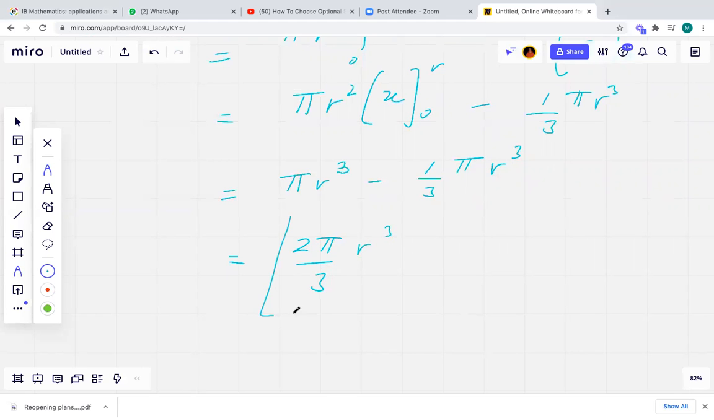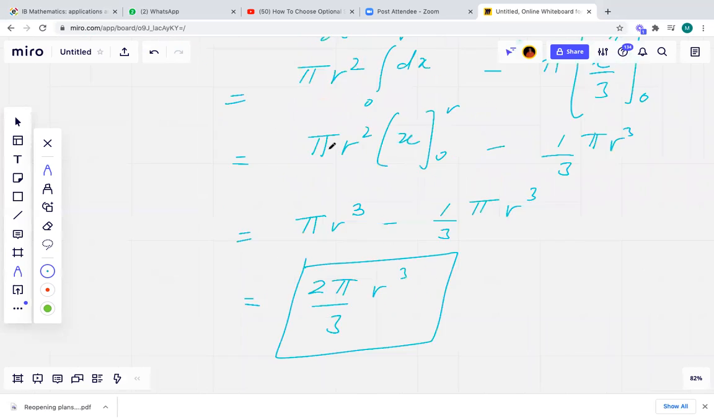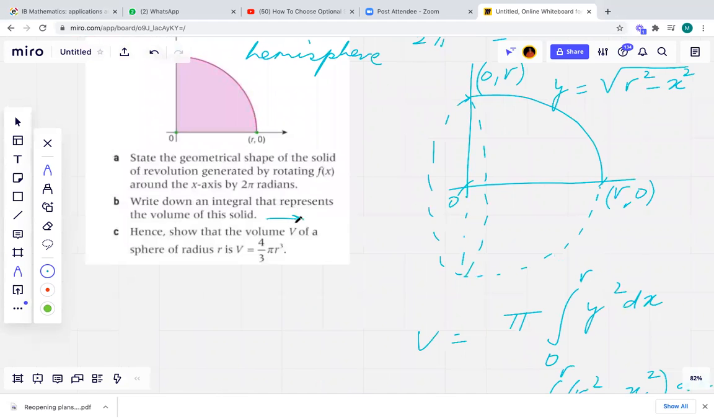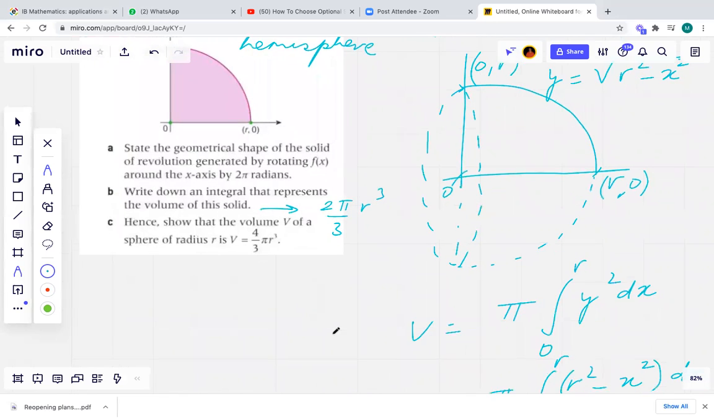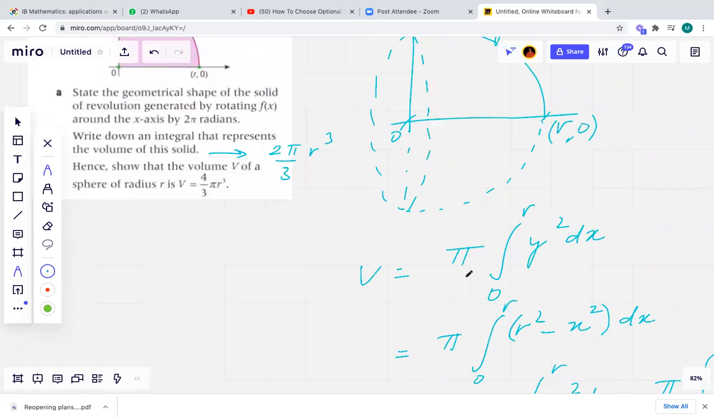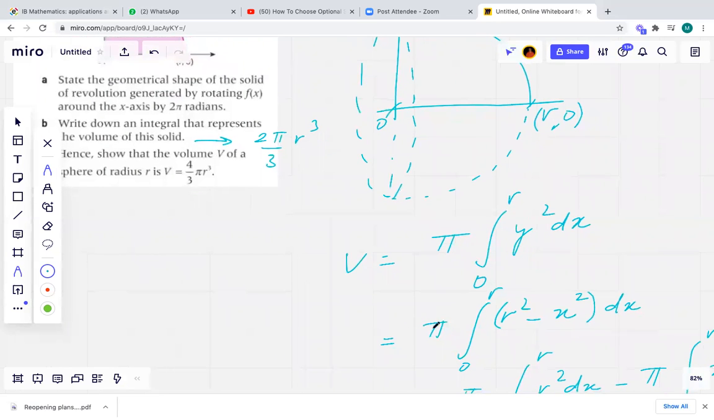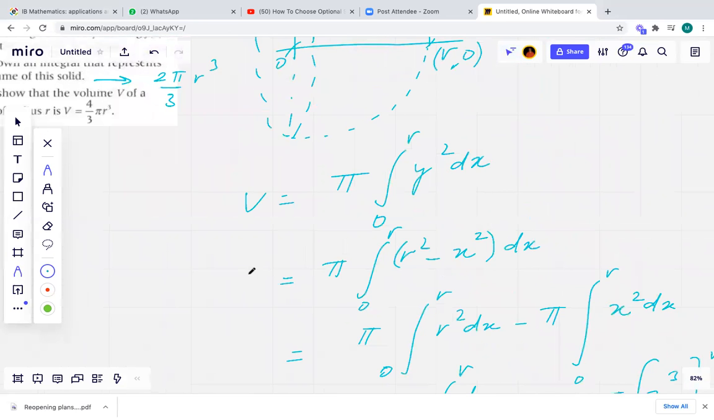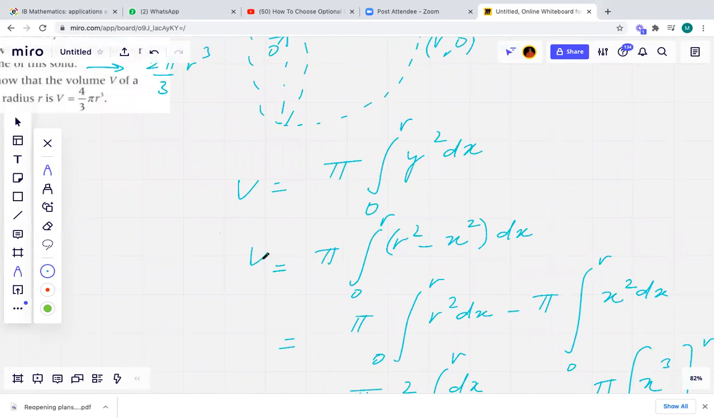That is the volume of hemisphere. This is 2 pi upon 3 r cube. Therefore, volume of sphere will be what? When they say write down the integral, basically this full thing is your answer. They say the integral is this, only the first this much.